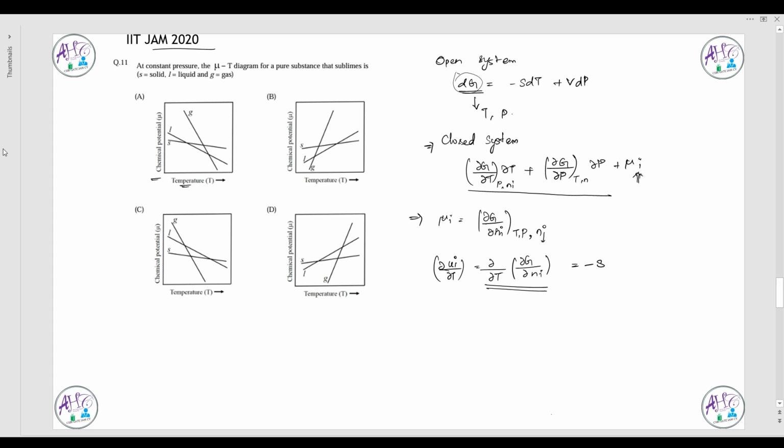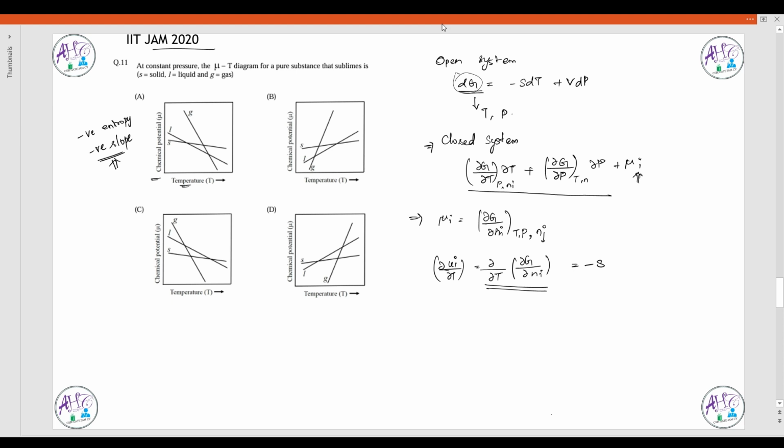This is really important. Your graph between chemical potential and temperature will always result in negative entropy, which means you will always have a negative slope. So this is the important thing. If you know this directly, you don't have to remember all these things, but for your understanding, I just wrote the formulas.